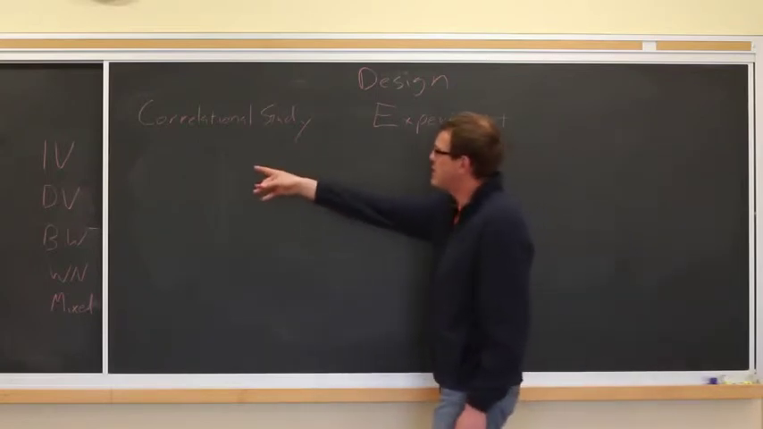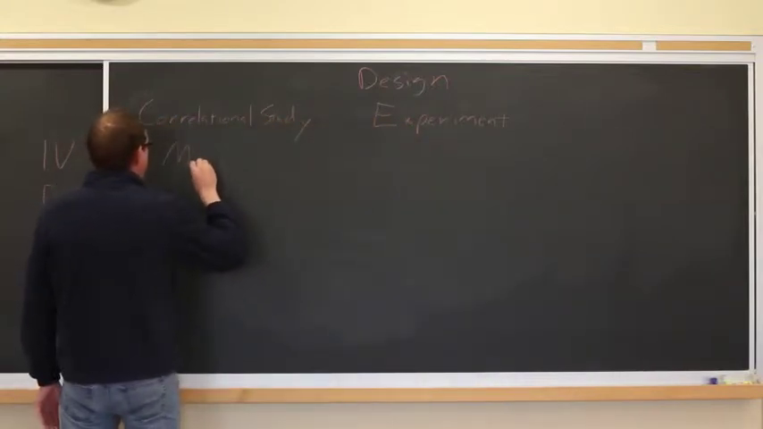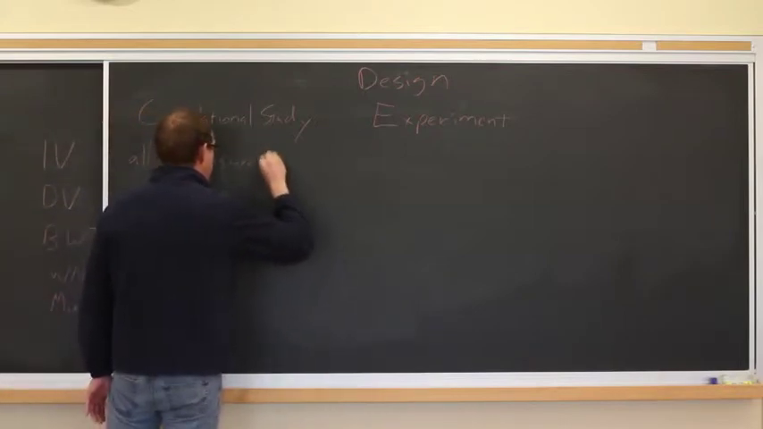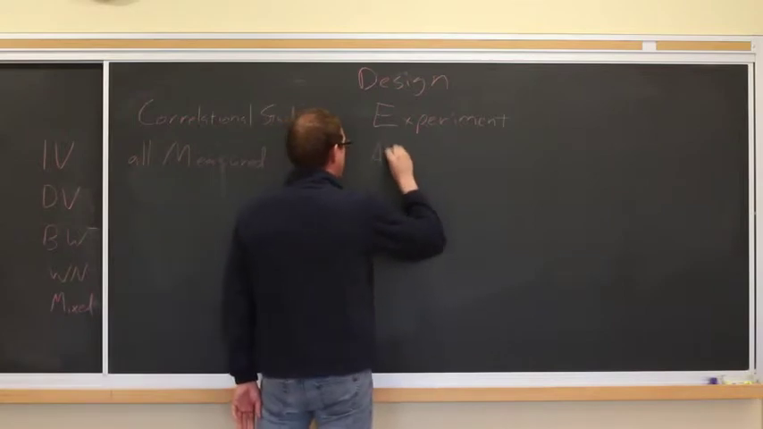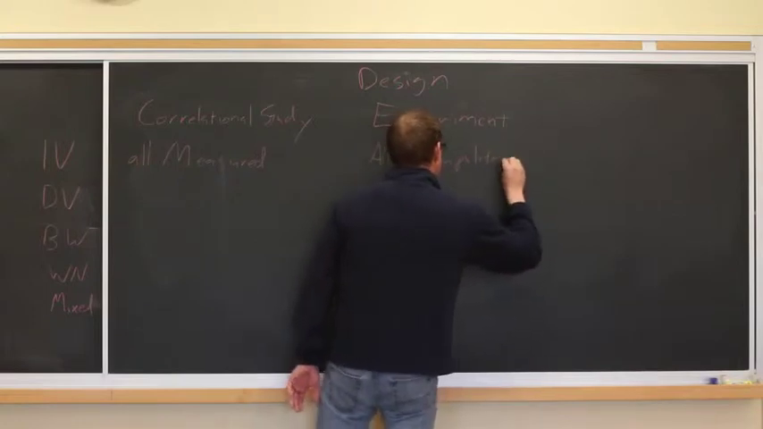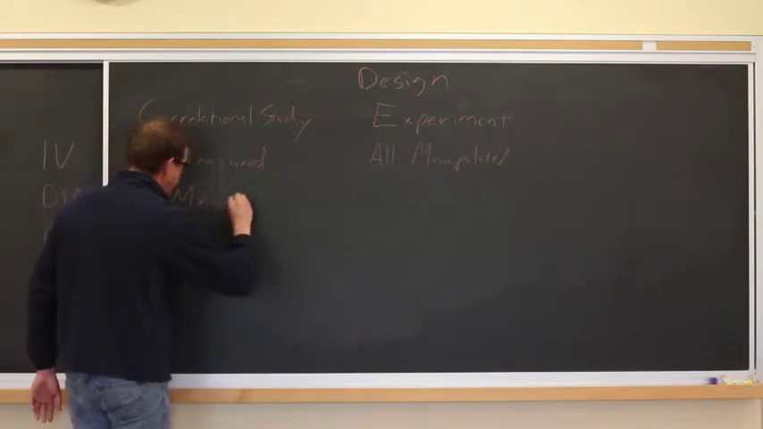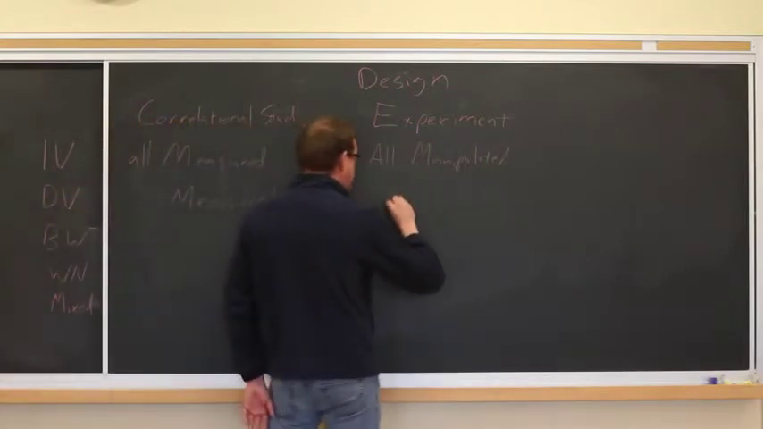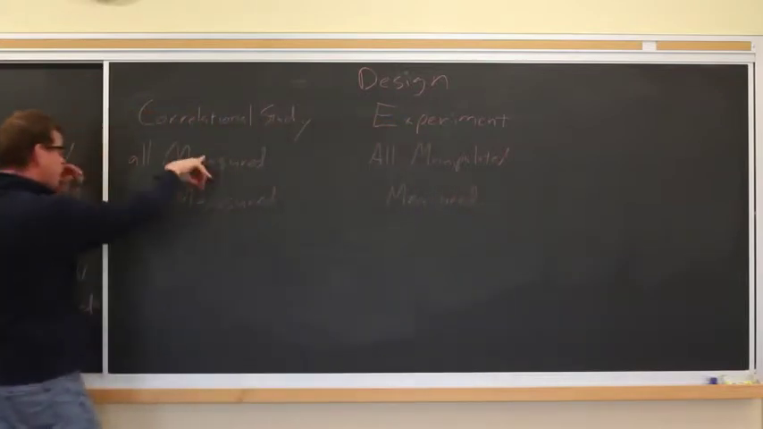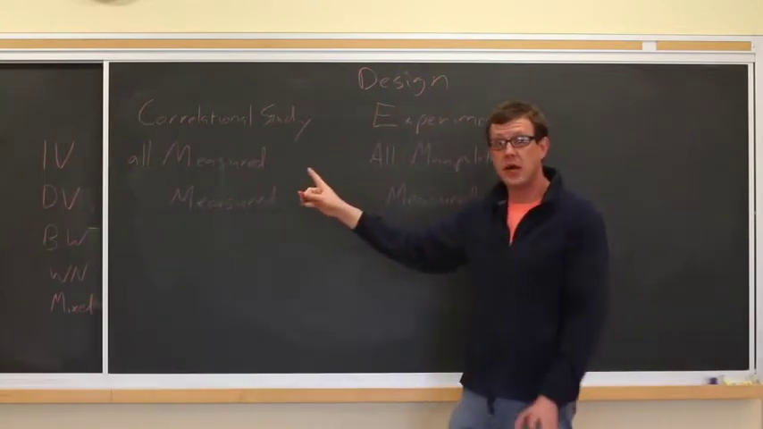So, correlational study, what happens with the IV, the independent variable? Hopefully you all remember that in a correlational study, all IVs are measured. How about the experiment? Instead of all being measured, all are manipulated. The dependent variable or variables for a correlational study, it's measured. And for an experiment, this is also measured. So those are the same there. So it's really only the measurements thus far that differentiate between correlational studies and experiments.